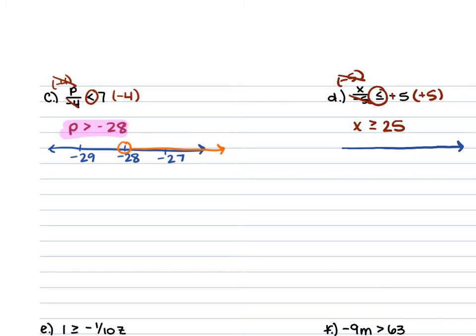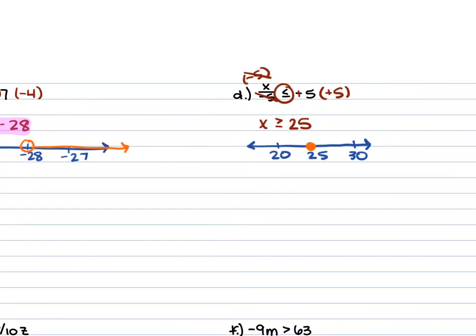For this one on your number line, if you want to have the 25, you want to do 24 and 26, that's fine. If you want to do 30 and 20, that's fine as well. If you want to do 35 and 15, that's fine. So on our number line, we're going to have a closed circle on that 25, since it's also equal to. Our sign points to the right with our variable first, so our line runs to the right as well.